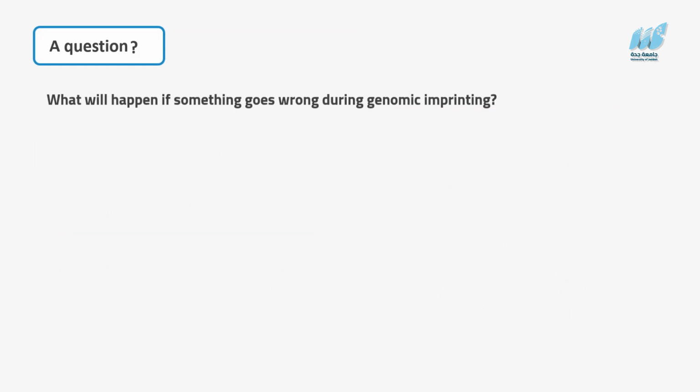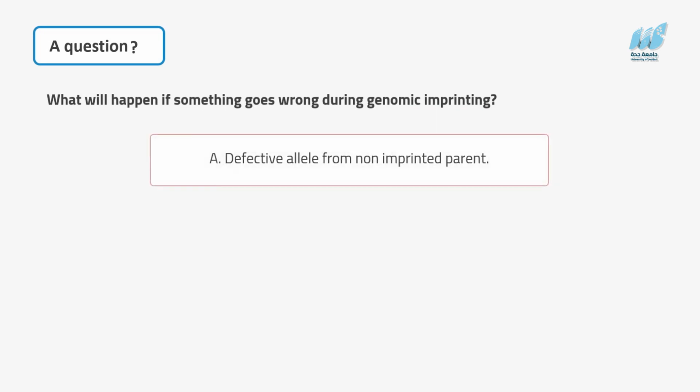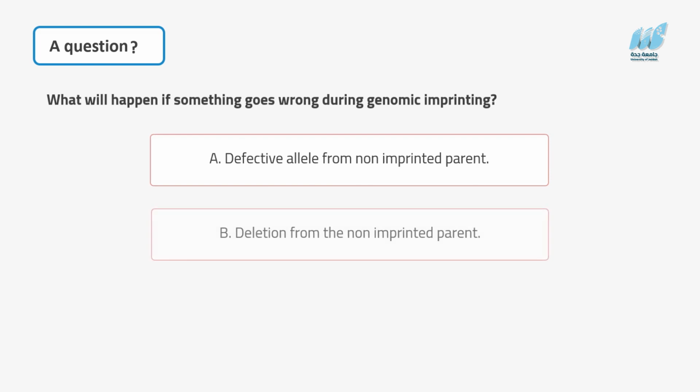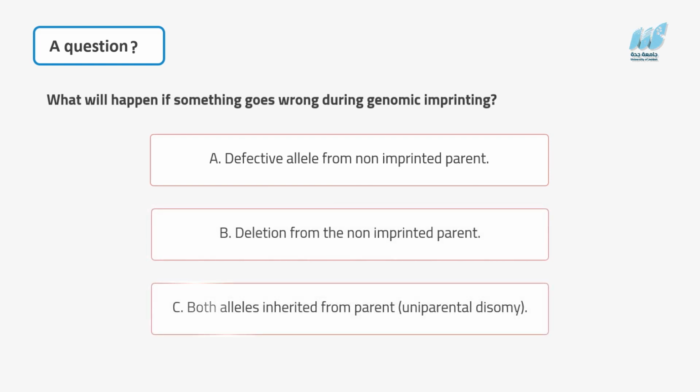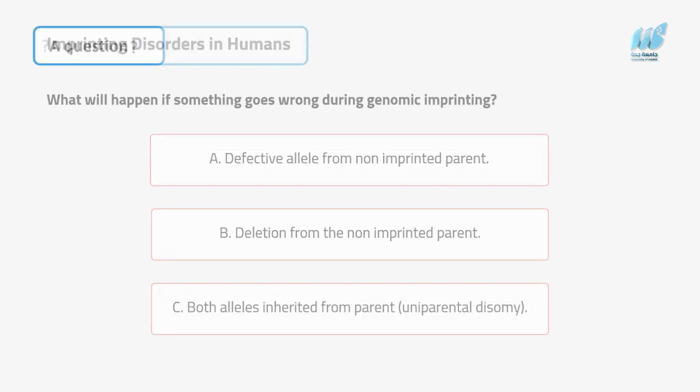A question: what if something goes wrong during genomic imprinting? For example, there is a defective allele from the non-imprinting parent, or there is a deletion from the non-imprinting parent, or both alleles are inherited from one parent, which is called uniparental disomy. This will be explained in the next few slides. Let's take an example.